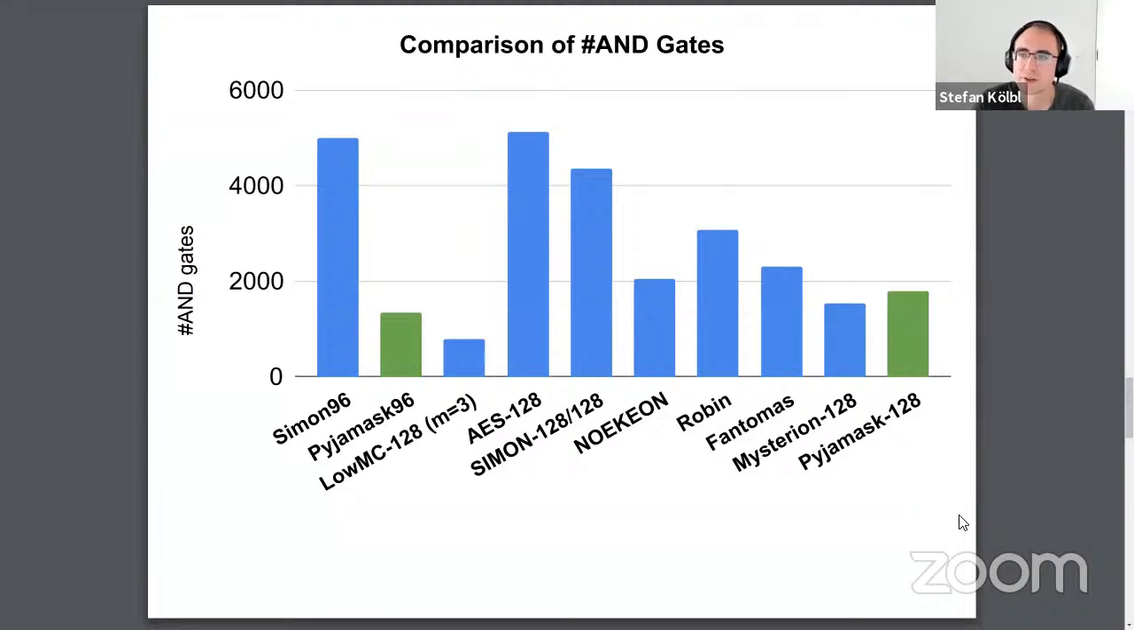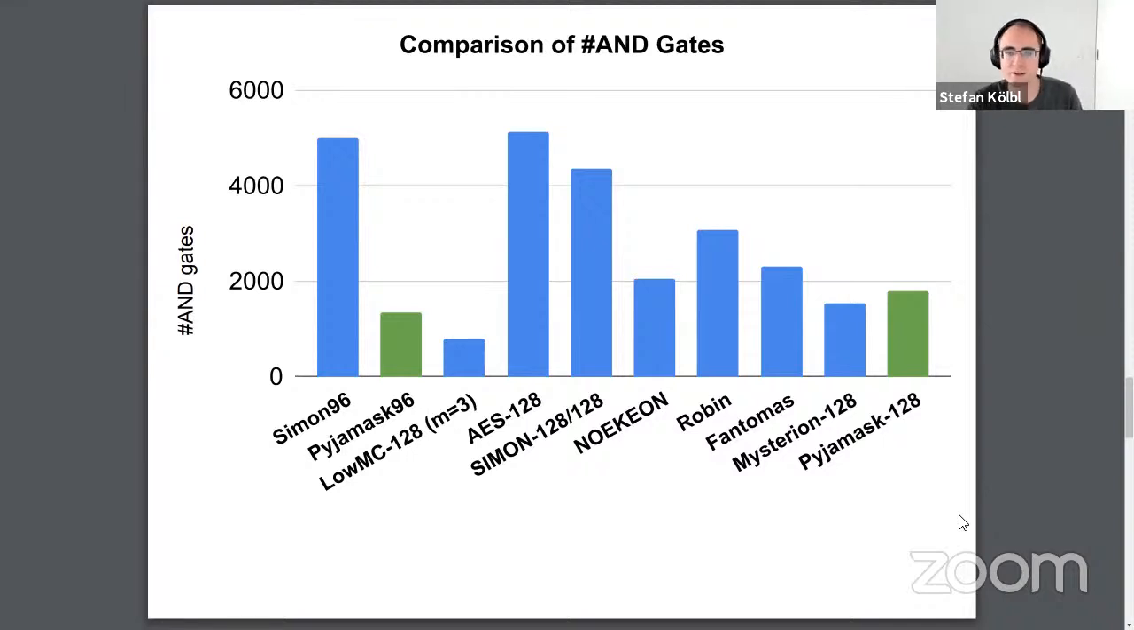So in the last part of the talk, I just want to give you some general performance overview and comparison with other designs. First, to give a good indication how easy it is to mask a design, it's a good idea to look at the number of AND gates you require. On the left side, we just compare it with another 96-bit block cipher. And then we compare it with a lot of different 128-bit block ciphers.